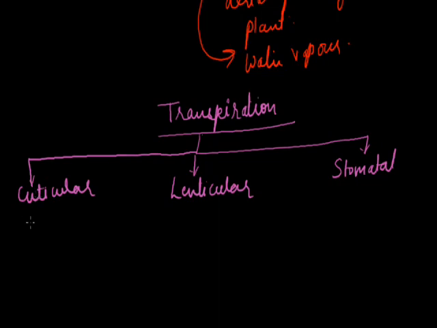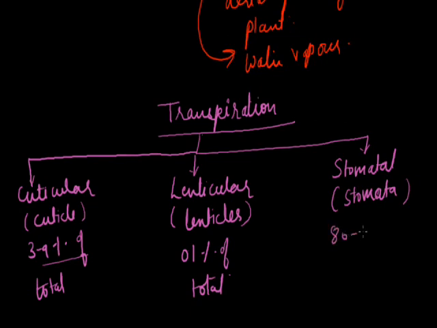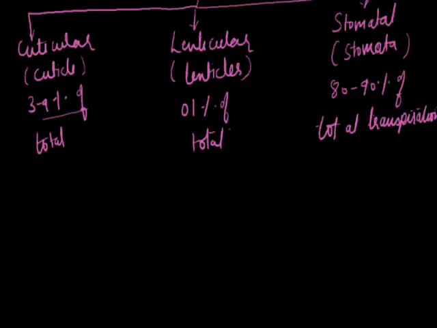Now, regarding cuticular transpiration, this is done with the help of cuticle, which is the outer waxy coating of the plant, and around 3 to 9% of total transpiration is done by cuticle only. Next is lenticular transpiration. This occurs through the small minute pores which are present in the hard woody stem. They are called as the lenticels. Through lenticels, around 0.1% of total transpiration is done, and the maximum transpiration is done through stomata, which is called as stomatal transpiration. Now this constitutes around 80 to 90% of total transpiration. Now these were the various types of transpiration.